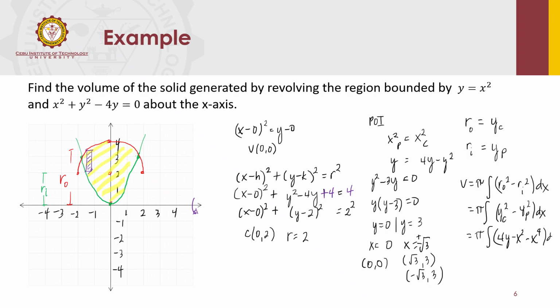And for the limits, we have here x values. So the x here is negative square root of 3, and x here is positive square root of 3. So negative square root of 3, positive square root of 3.